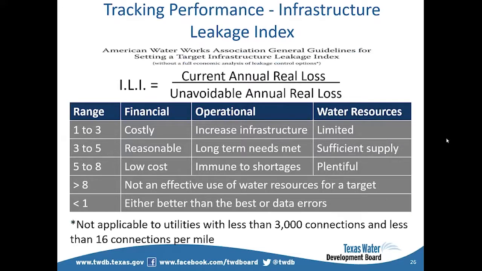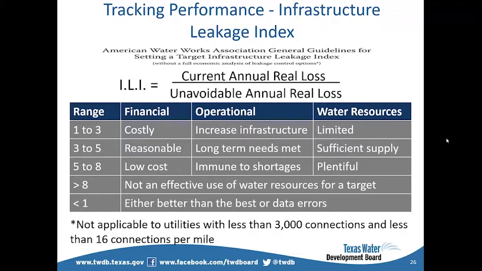And just to touch a little bit more on that infrastructure leakage index and setting targets and tracking, well, basically if you're tracking, you might want to set a target if you want to control your losses. And there is a guidance document. Again, this is available on our water loss audit webpage. It's a little bit more detailed than what I've provided here. But basically what it's getting at is a utility can find at least a range where they might want to set a target based on 3 different criteria at their utility: a financial, an operational, and a water resource consideration.